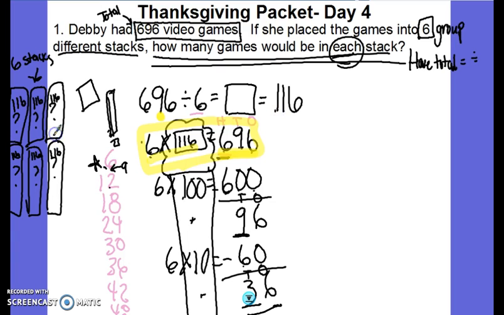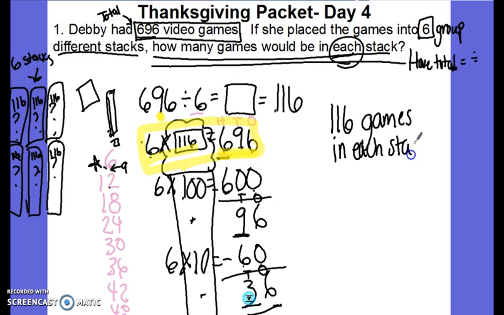So 100, 200, 300, 400, 500, 600. This is about 700, so I'm pretty close. Not exactly, but if I wanted to be sure, I would use my multiplication. So how many games would be in each stack? 116 games would be in each stack. That would be my final answer.